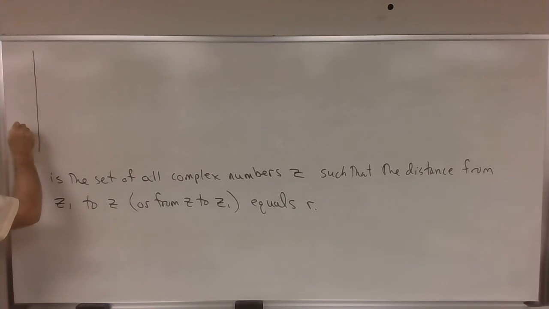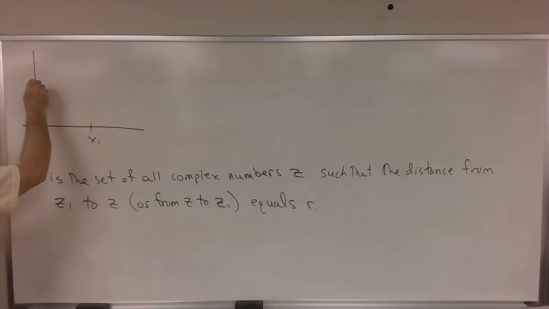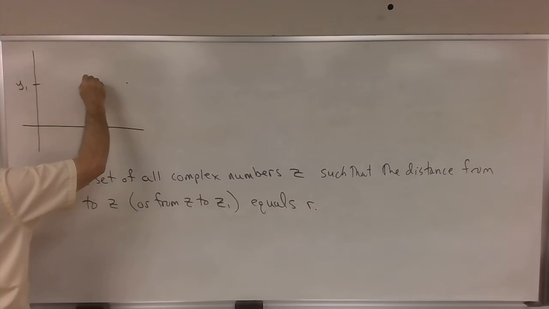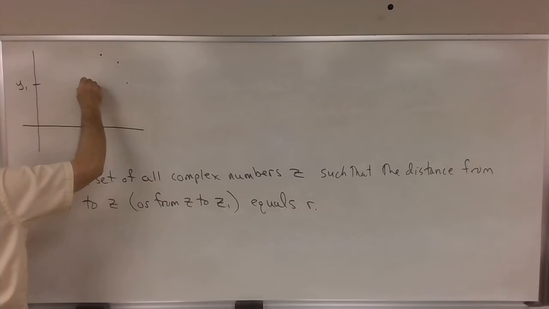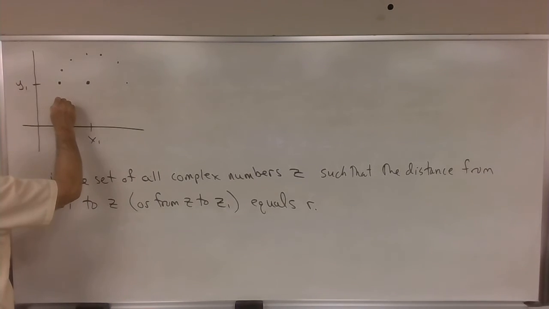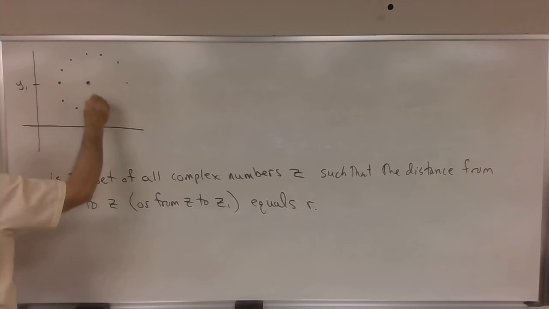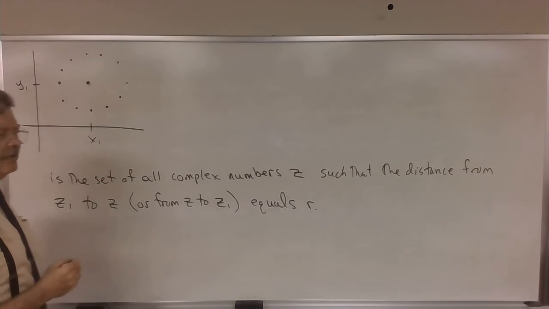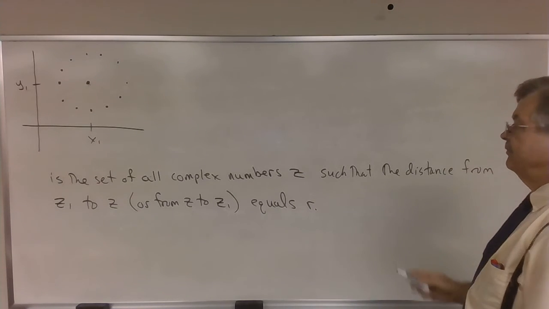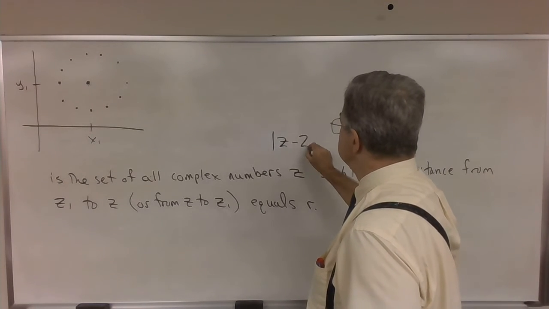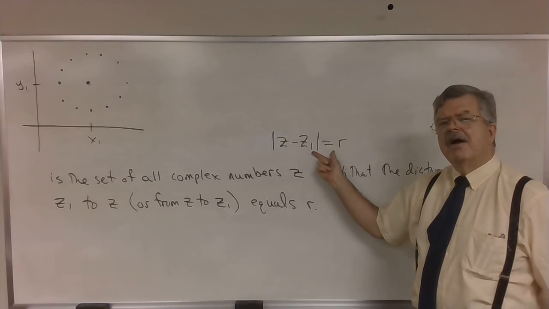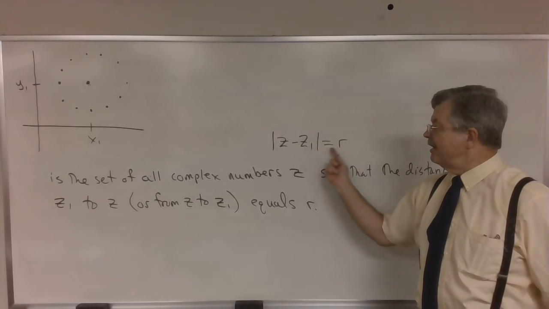Here's the point x1, y1, and I go a distance of r in this direction, and in this direction, and in this direction, and so on and so forth. The values of z, oh, I erased my equation, that figures. The values of z that satisfy this equation are all the complex numbers z that are a distance of r from the point z1.